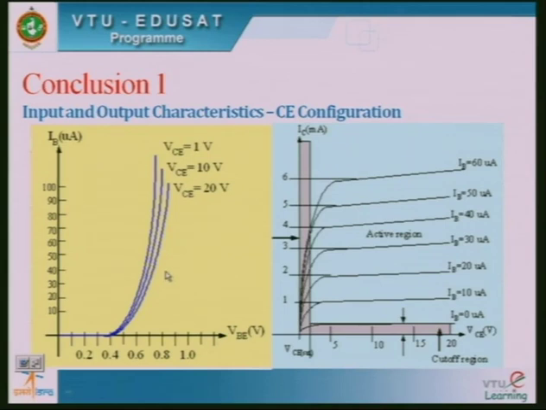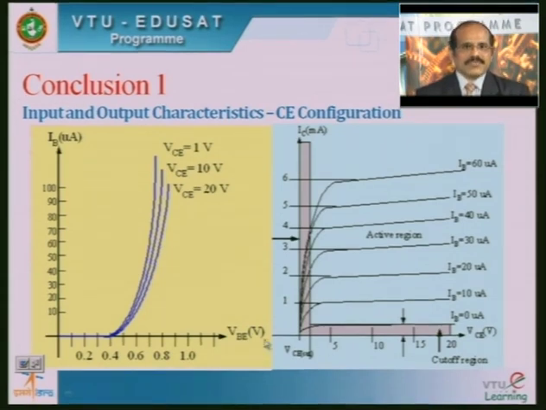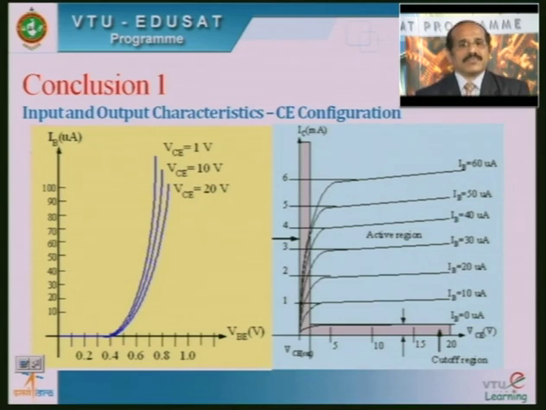So, now let us conclude this particular session. Friends, we have studied and analyzed the input and output characteristics of the CE configuration. The CE configuration input characteristics are input voltage versus input current, that is VB versus IB, keeping output voltage constant. Another point is that the input characteristics look almost similar to a forward biased PN junction.